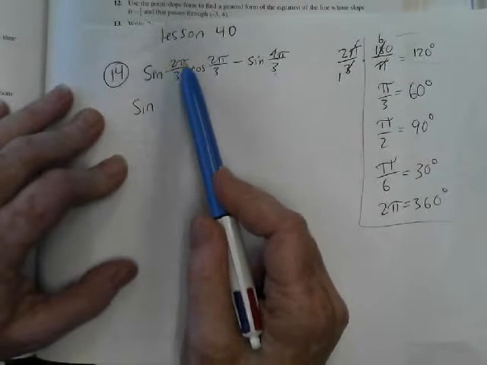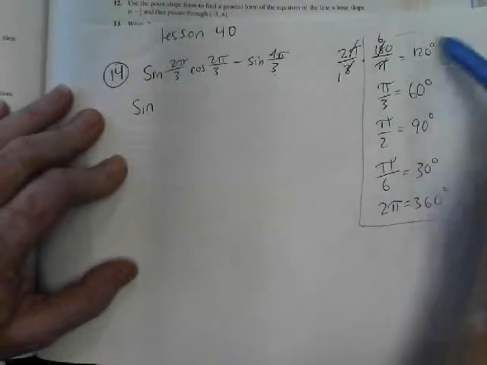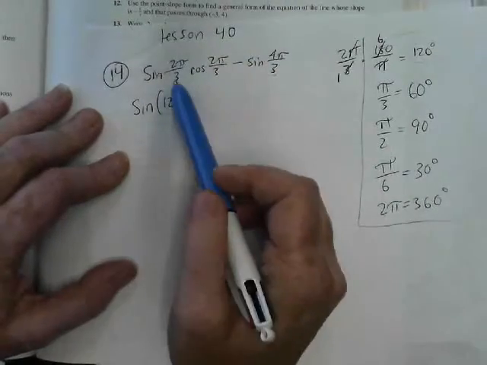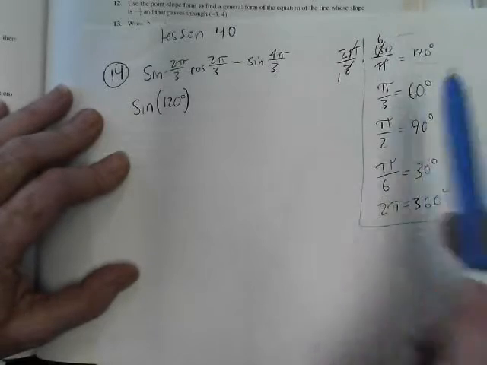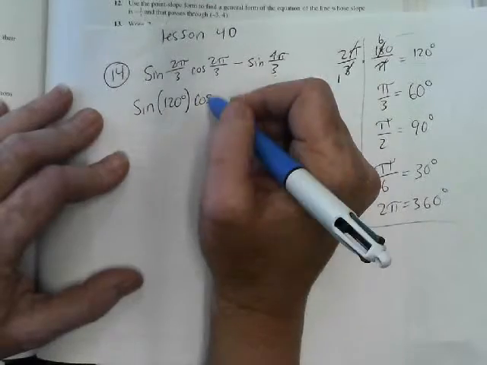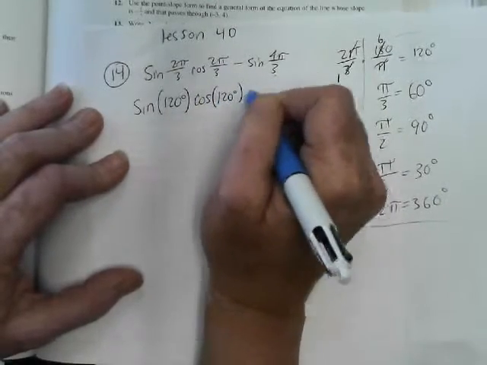Before I turned on the recorder, we were discussing how this is pi over 3 times 2, so we can just say it's 120. Because it's 2 pi over 3, and pi over 3 is 60, 60 times 2. Cosine, well, that's 120 again.